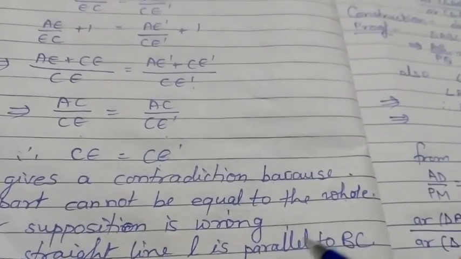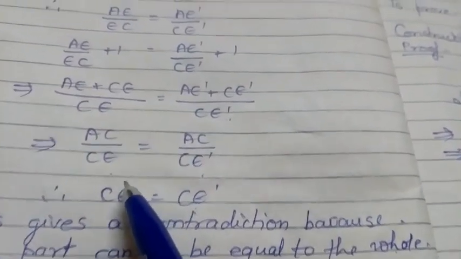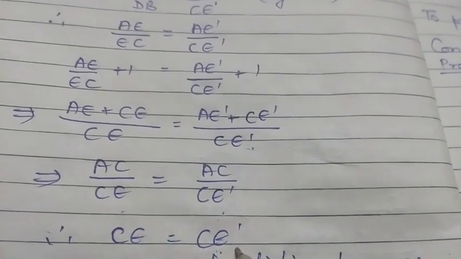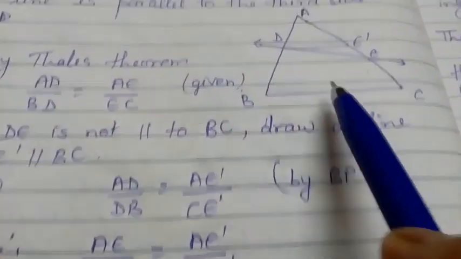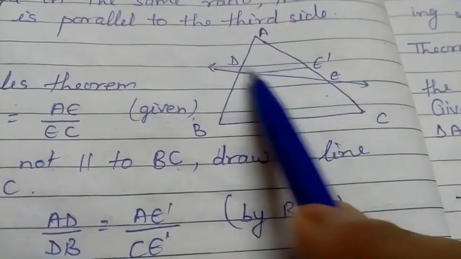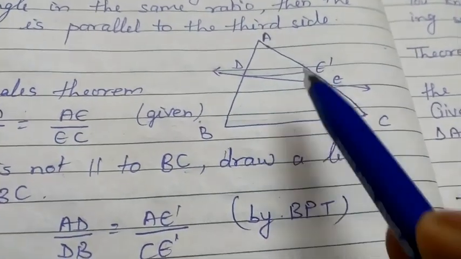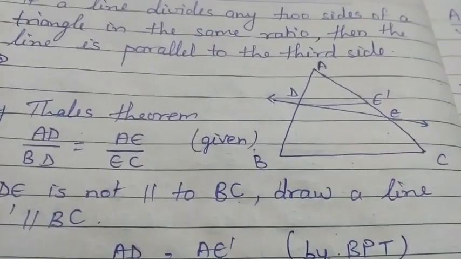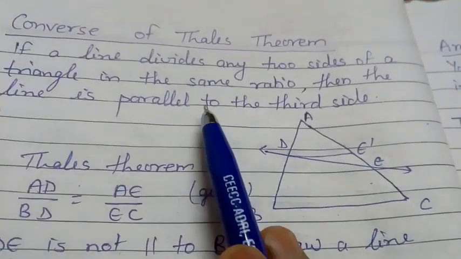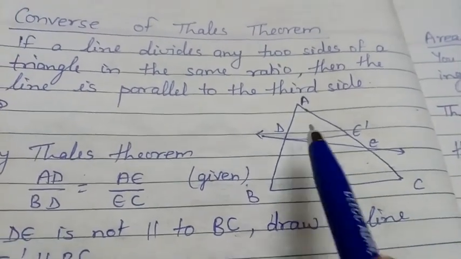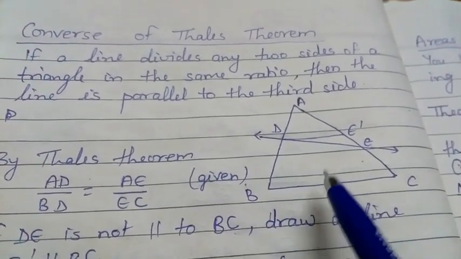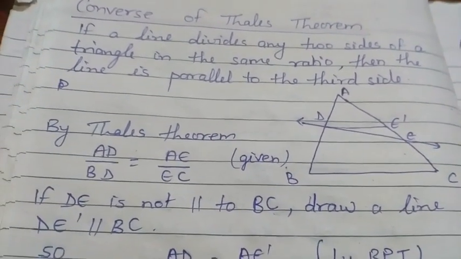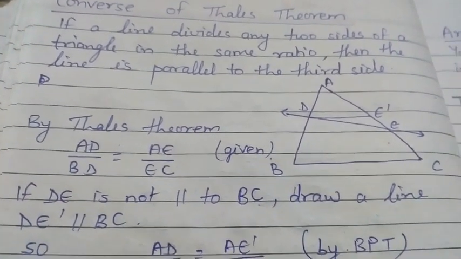Hence, the line DE is parallel to BC. Clearly, we can say that E and E dash coincide with each other. Therefore, only the line DE is parallel to the base BC. Only one line can be parallel to the base. So, if a line divides the sides in the same ratio, then the line is parallel to the third side. This is the converse of the Thales theorem.